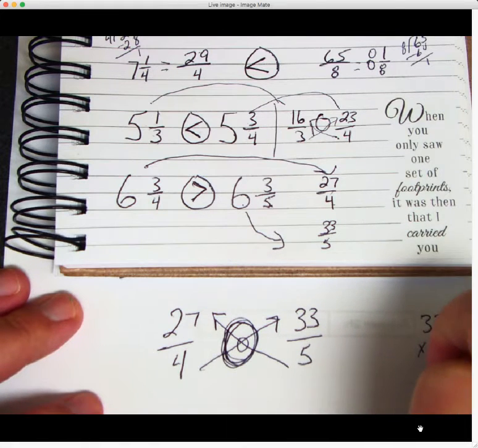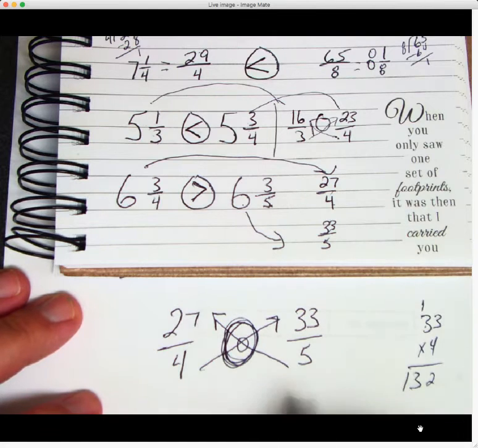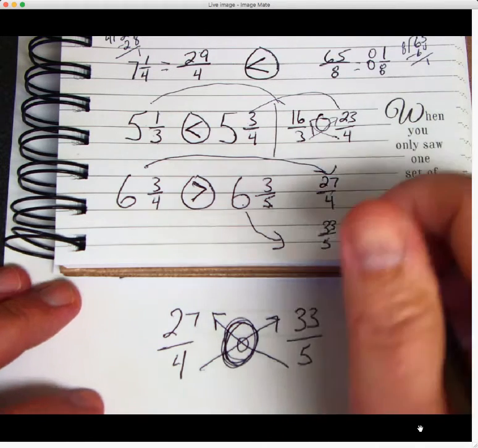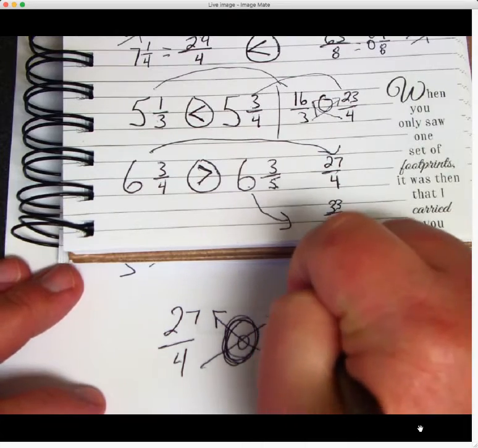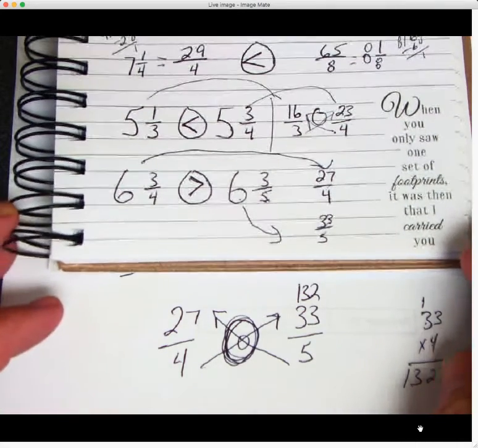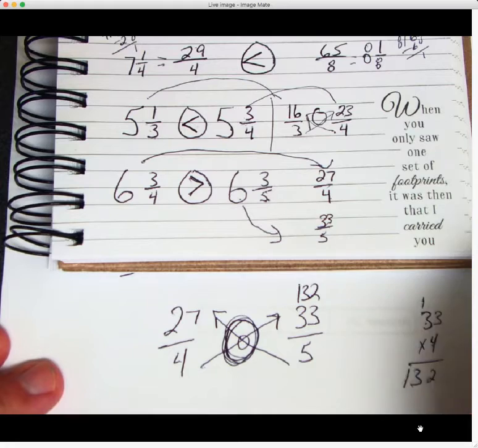33 times 4. 4 times 3 is 12. Put your 2 down, carry your 1. 4 times 3 is 12. Add your 1 is 13. So 4 times 33 is 132. Okay, let's do the 5 times 27.